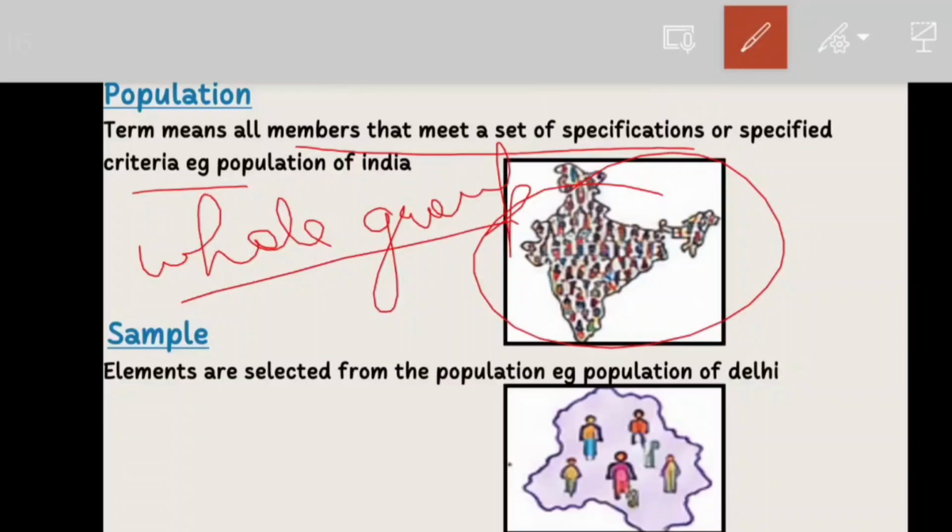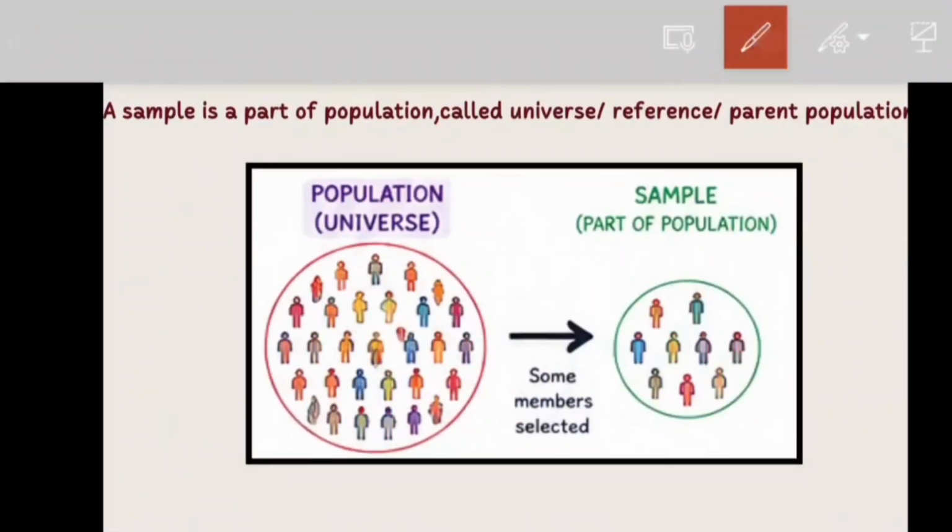Now we see the sample. Sample consists of selected elements from the population. For example, suppose our population is the people of Delhi. We cannot examine every person in Delhi. So we select some people from Delhi and then study them. Those selected people are our sample. So a sample is a part of the population, which is called the universe or the parent population.